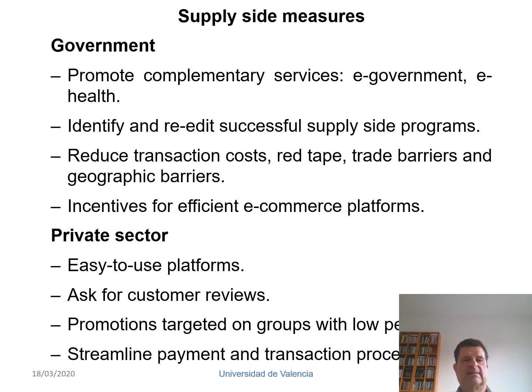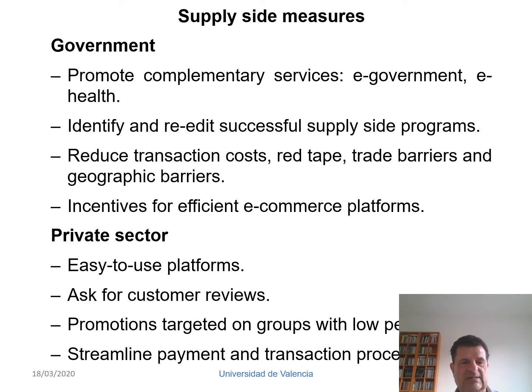Now let's look at the supply side measures. Supply side measures are also very important. The government has to do its part, like promoting complementary services, e-government and e-health, identifying and re-editing successful supply side programs, and reducing transaction costs. It is important that the red tape, the bureaucracy, be brought to a minimum if people are to be pushed towards doing e-commerce. Also, it would be nice if the government would implement some incentives for efficient e-commerce platforms. Those are duties that the government can and should do for promoting e-commerce.